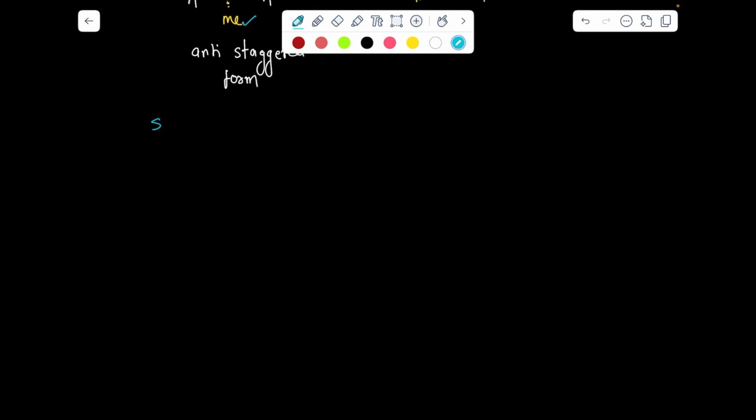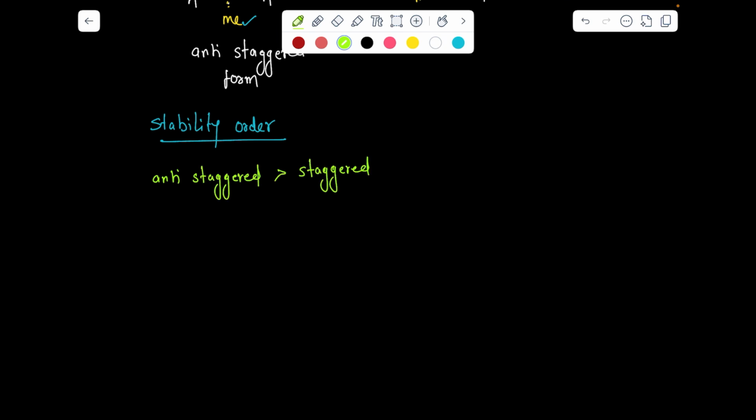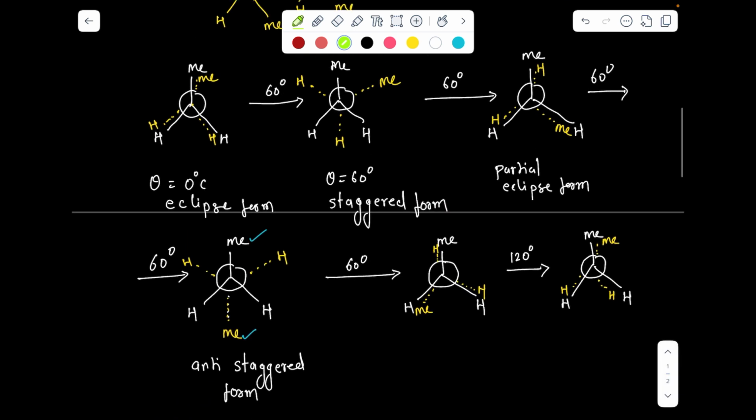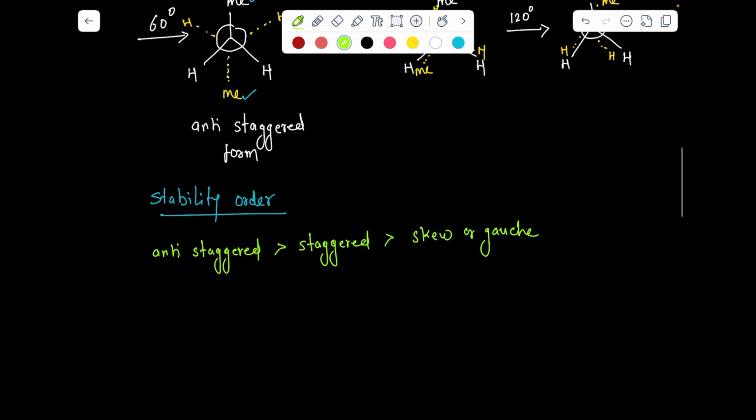So we could say the stability order: anti-staggered on the top, then we have staggered, then we write the skew or gauche pattern. If theta is 0 degree, we can write eclipse. If theta is 60 degree, we can write staggered. If theta is any other degree, then we can use the name skew or gauche form. It can be 30 degree, 40 degree or any other degree. Then we have partial eclipse, and in the end we have eclipse.